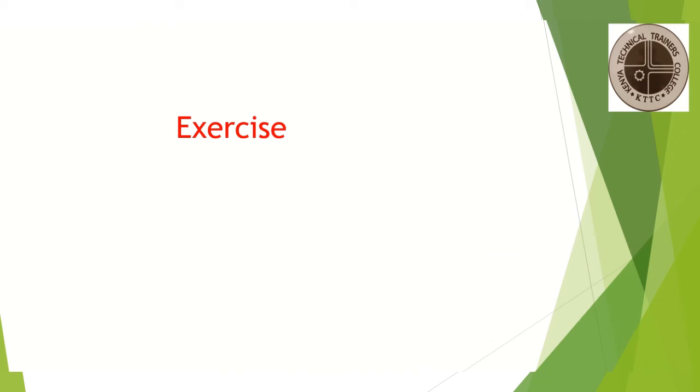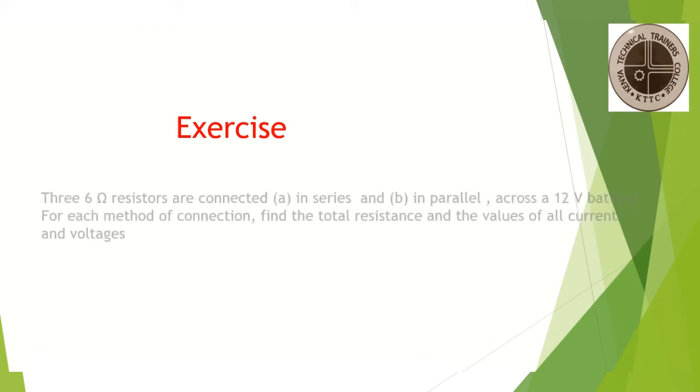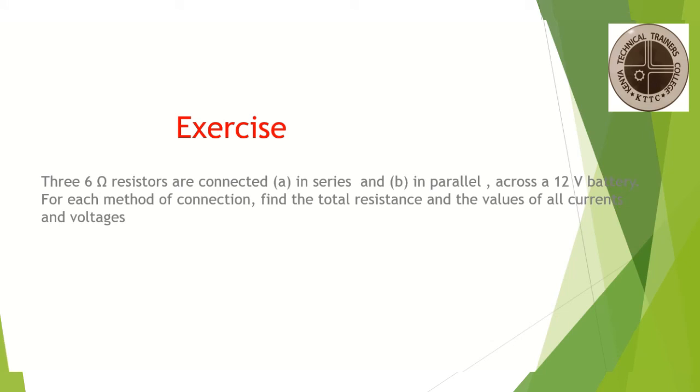And here is an exercise for the class to practice on the same, whereby three 6 ohm resistors are connected, A in series and B in parallel, across a 12 volt battery. For each method of connection, find the total resistance and the values of all currents and voltages.